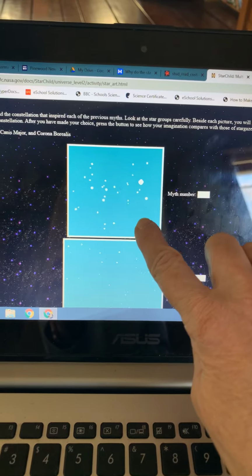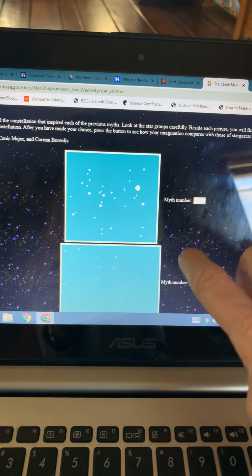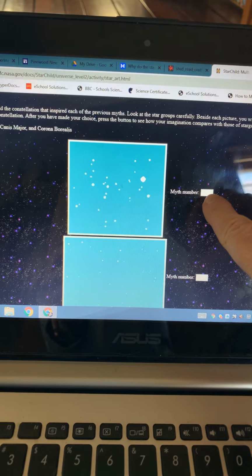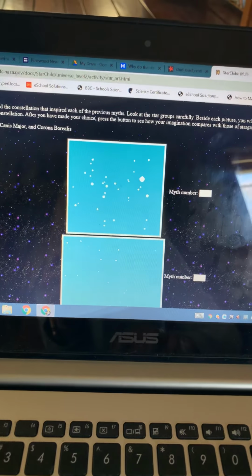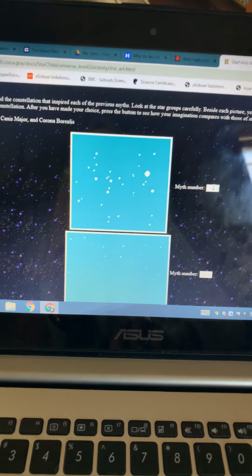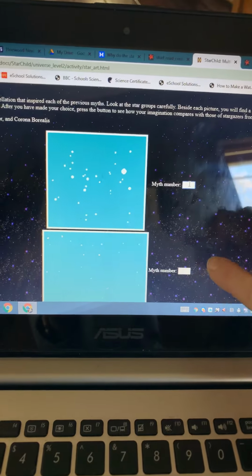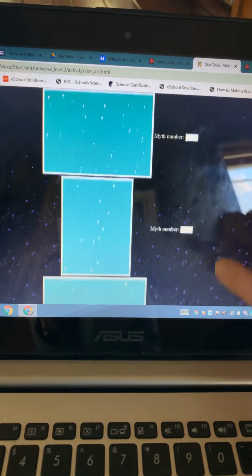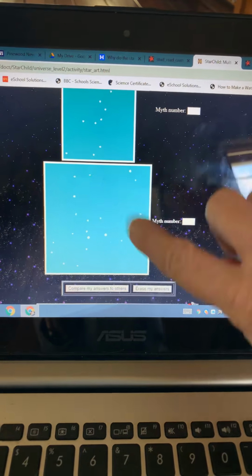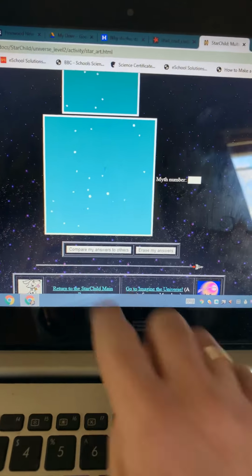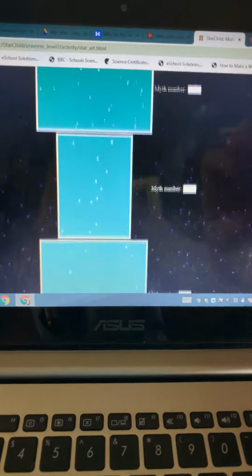And so you would look at this constellation and you would think about the myths that you listened to or read about, and you would click right here, and you're going to put in myth number 1, 2, 3, or 4, depending on what you think that myth is talking about, if this is the stars they're talking about. And then there's 4. So you're going to match up each of the myths with a constellation. Then at the bottom, you can either erase your answers or you can check them and see if you agree with what most students are thinking about these myths.